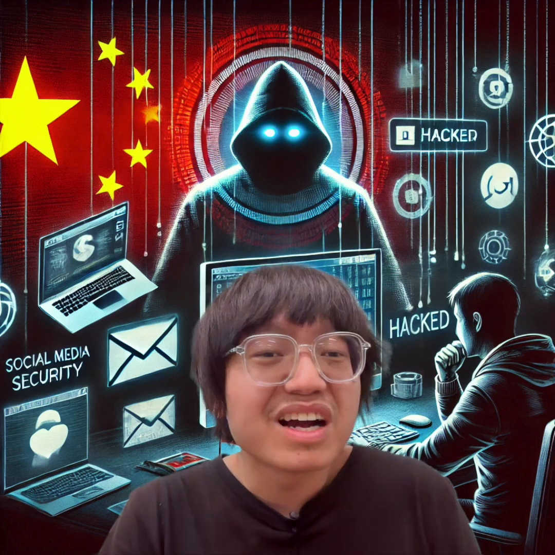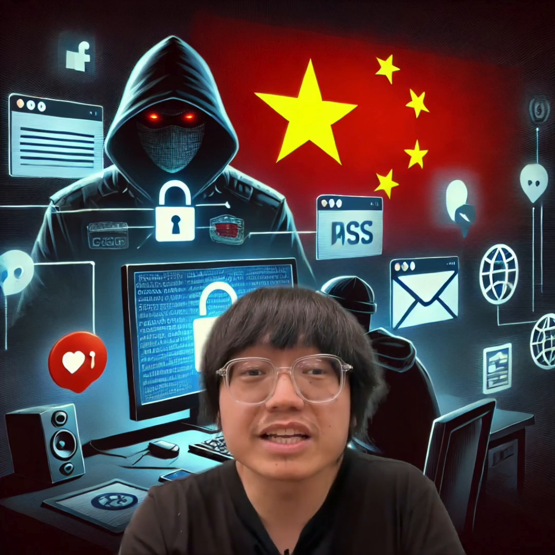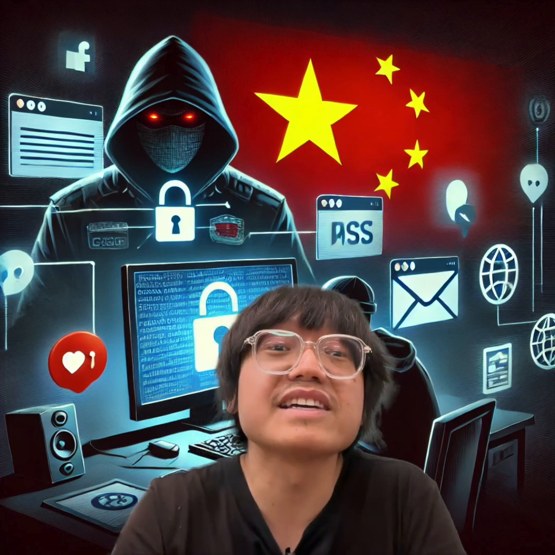This includes hacking emails, social media accounts, and even personal devices to intimidate or just get information on individuals who are critical of the Chinese government. These threats often contain warnings to cease anti-CCP activities. The group responsible for this is typically the Ministry of State Security.